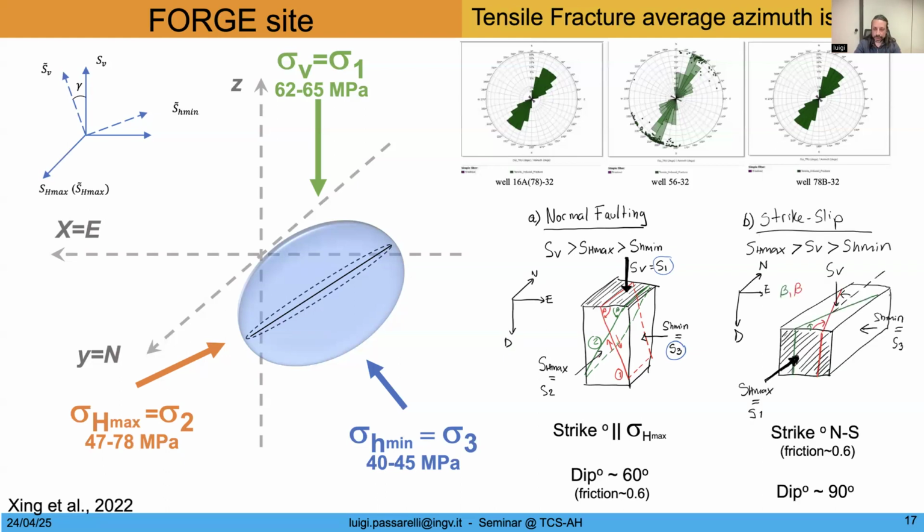And then what about if it's a strike slip fault, so in a strike slip regime? For this case, if you consider a classical friction of 0.6, the strike of this strike slip fault would be north-south oriented, and the dip, of course, is going to be vertical. So this is the geometry or the type of faulting that we expect, or the geometry expected for a tensile crack.